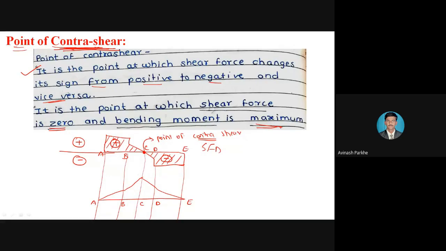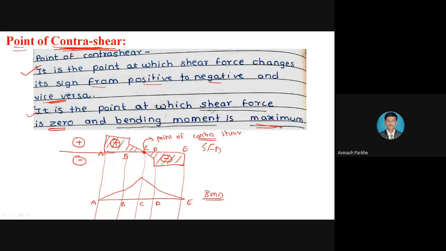In some of the figures, your shear force will change from negative to positive. Therefore, this vice versa is also mentioned. Please keep in mind, the point of contra shear is the point at which the shear force changes from positive to negative or from negative to positive. This definition will be satisfied in this particular figure. That is, this point C indicates the point of contra shear because at this point C, the shear force diagram changes from positive to negative. This is the first definition.